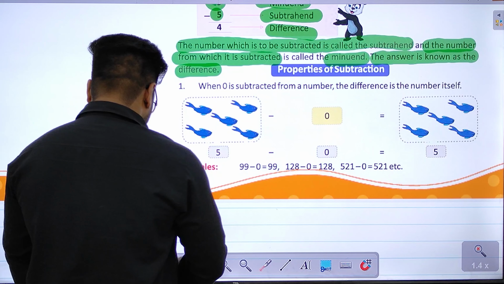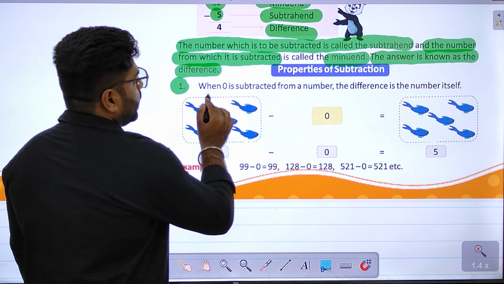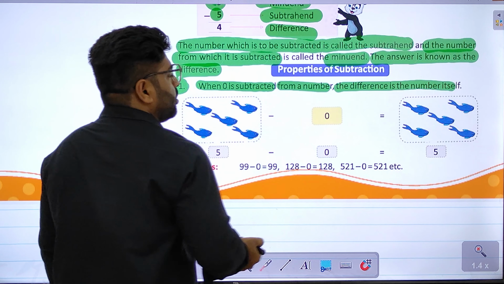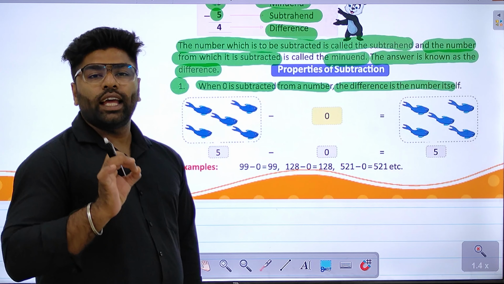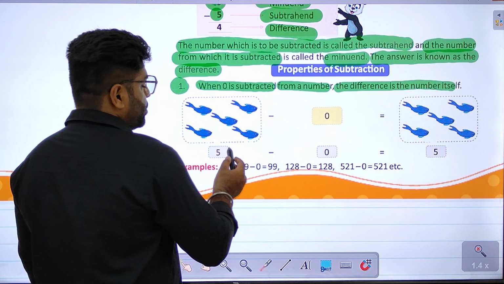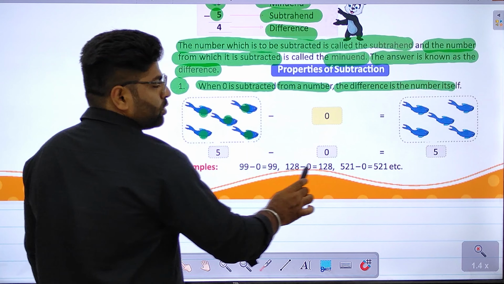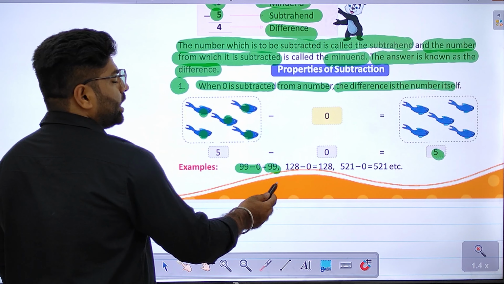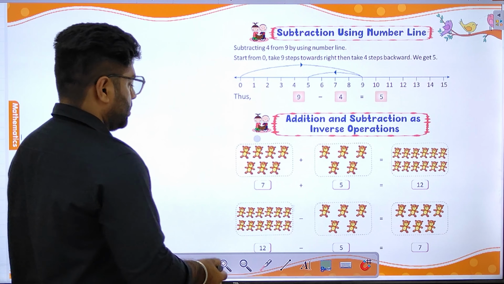Here we are having some properties of subtraction. The first property is, when 0 is subtracted from a number, the difference is the same number. So when we are subtracting 0, that means we haven't subtracted anything from that group or numbers. Clear? So here we are having 5 fish, 1, 2, 3, 4, 5. We don't subtract any fish, so we have directly 5 fish. Just like 99 minus 0 is 99. When we subtract 0 from any number, we have the same answer.